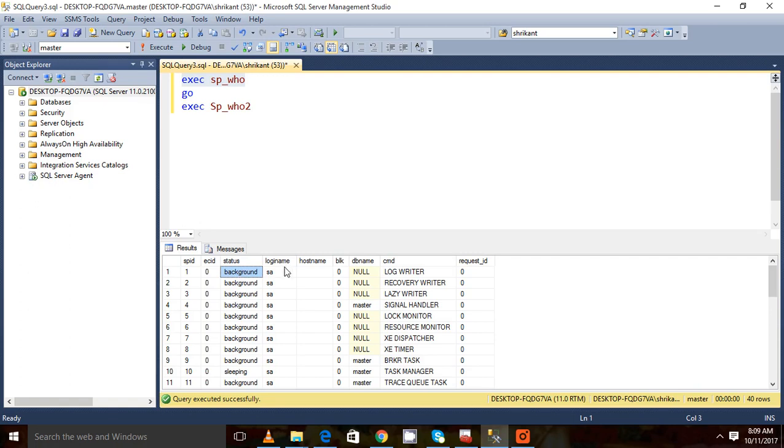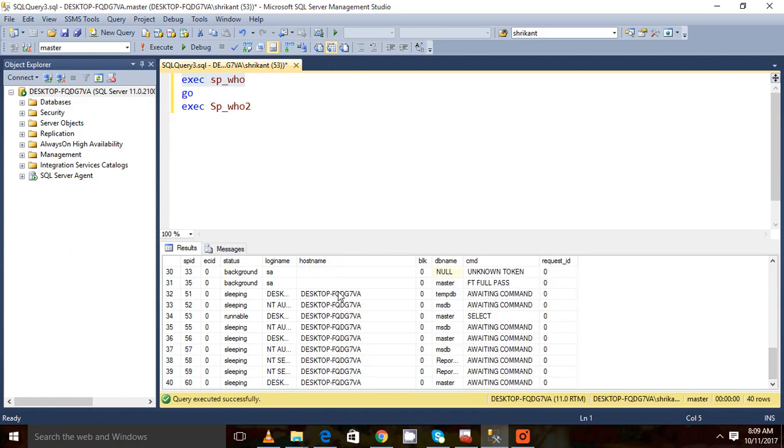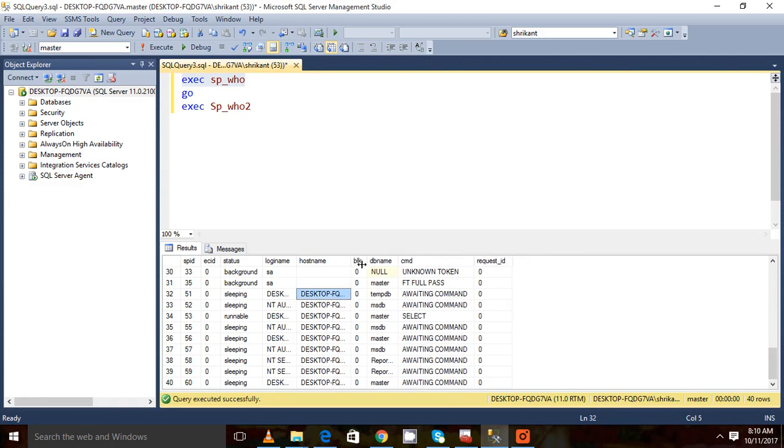Next is login name. Which login name have you used to connect to SQL? I have used the login name SA, so I'm seeing it as SA. Host name, you can see it is the desktop, right? It's the server name basically. You can configure it as an IP also.